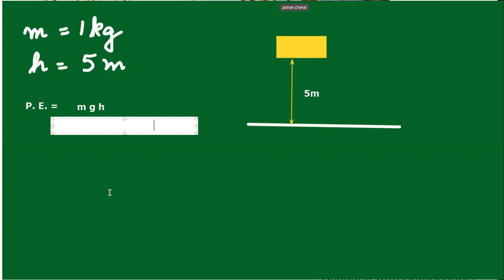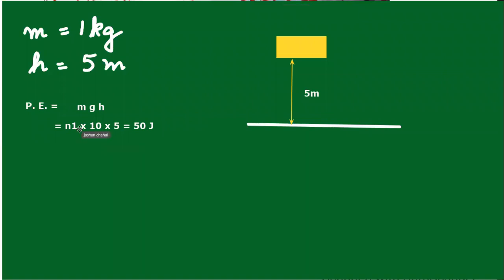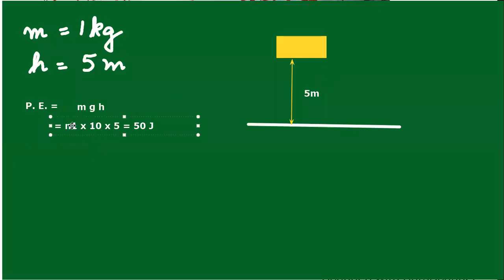Your answer for gravitational potential energy will come to 50 joules. See, isn't it? So the answer comes out to be 50 joules. So that is our answer, 50 joules. I hope you all got the answer.